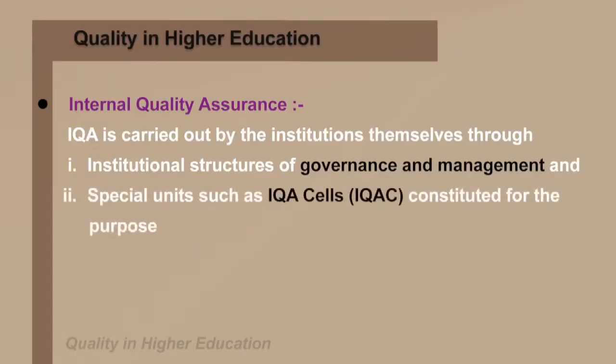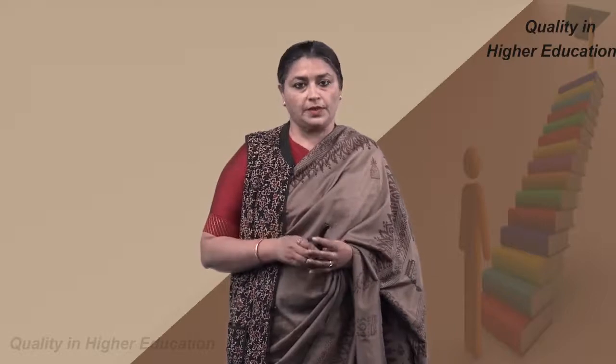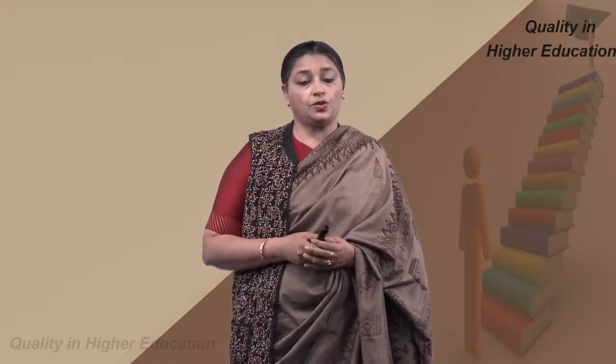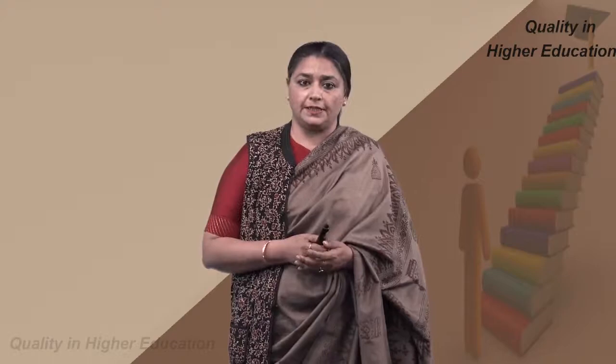Then the special units such as internal quality assurance cells, which are constituted for the purpose, and they may be inherent already in the higher education institutions, or they may be as part of the requirement of the external accreditor or assessor. For example, the National Assessment and Accreditation Council expects the higher education institutions which are going for the second or subsequent cycle of accreditation to establish internal quality assurance cells.